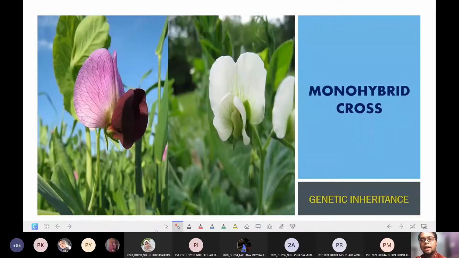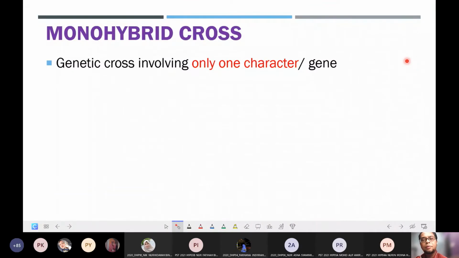Now let's look at the second part of this first subtopic, and this will be about the monohybrid cross. The first type of cross that Mendel usually did was this monohybrid cross. What is the meaning of this? In this particular cross, Mendel observed only one particular characteristic.